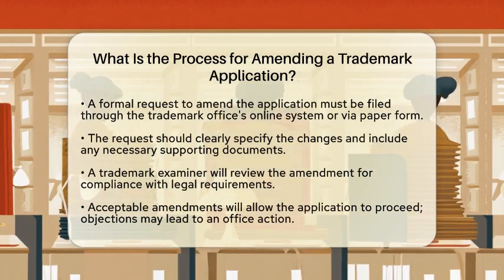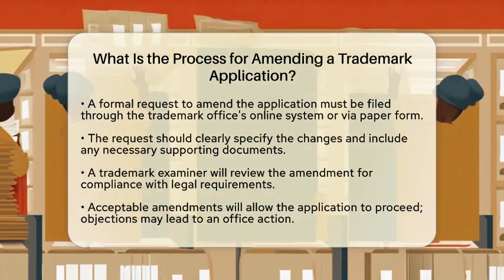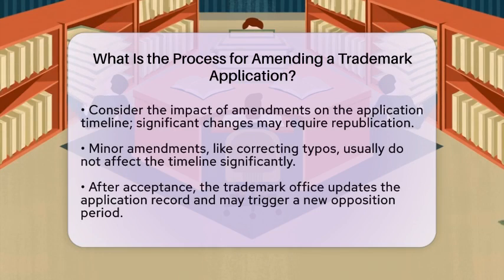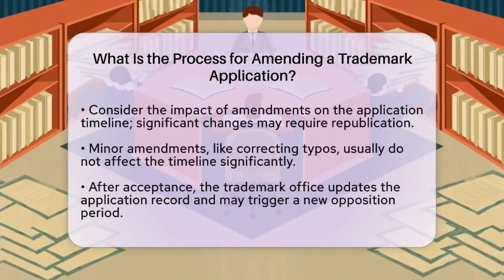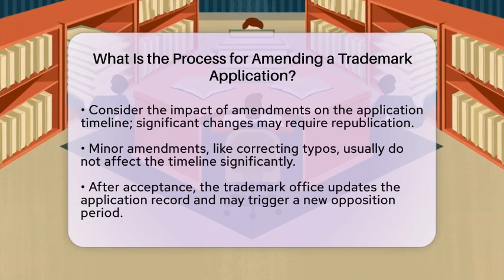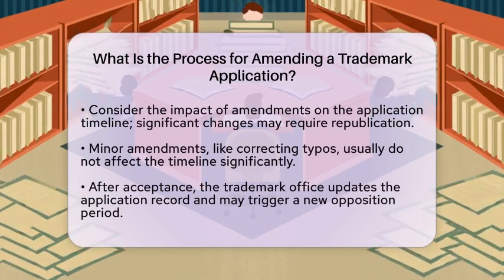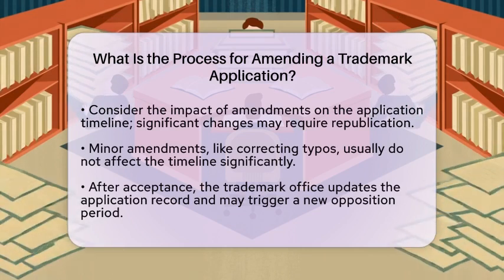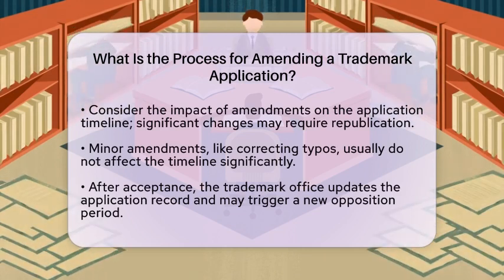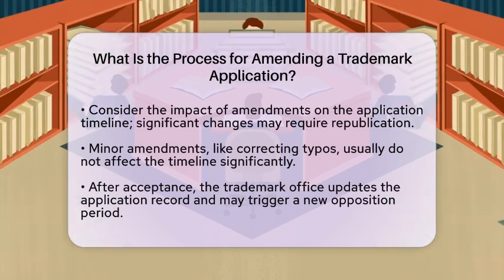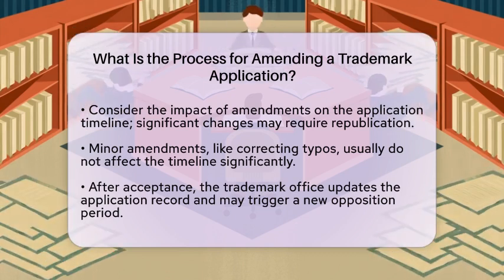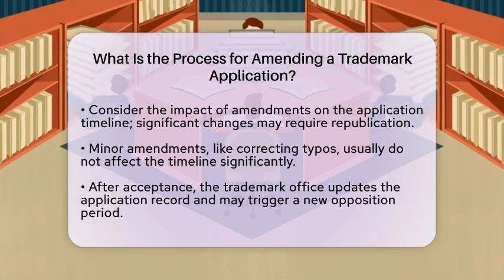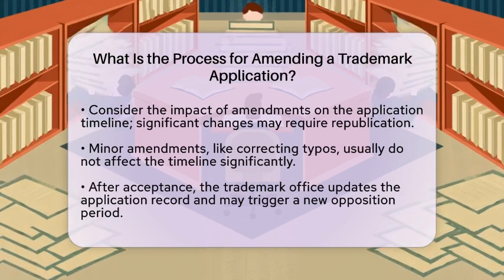It is also important to consider how your amendment might impact the application timeline. Certain amendments, especially those that significantly change the mark or the scope of goods or services, may require your application to be republished for opposition. This could extend the time it takes to achieve registration. Conversely, minor amendments, like correcting typographical errors, typically do not affect the timeline significantly.